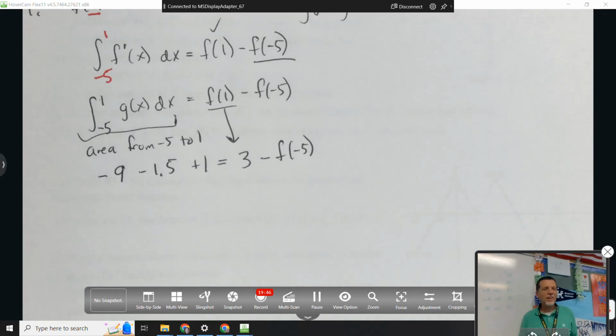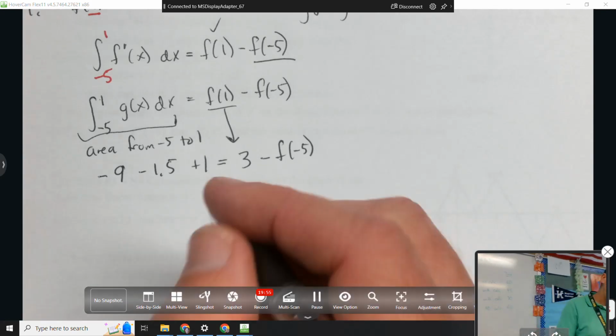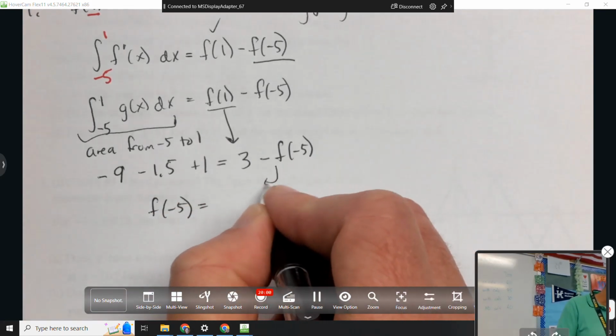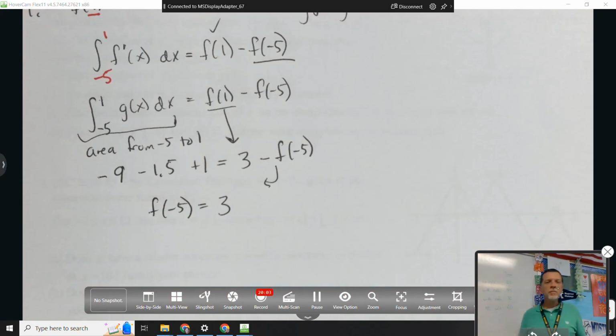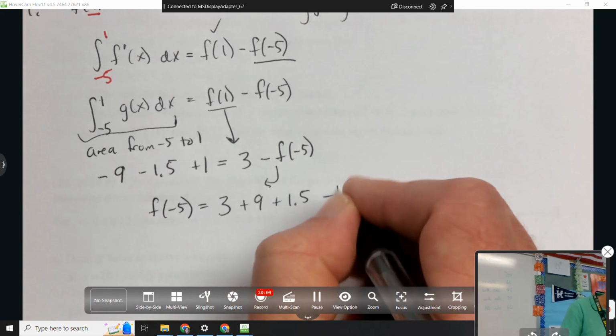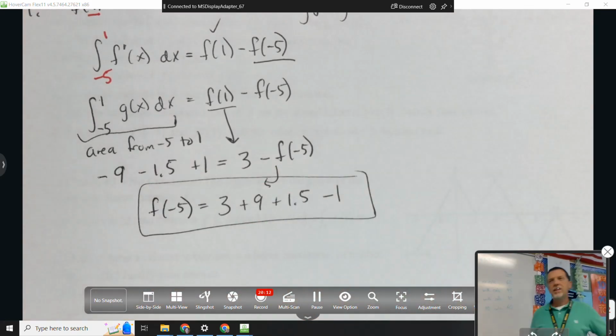Somewhere in here you have to decide how much of this you want to safe stop versus actually do the math. I'll leave that up to you. If you really want to be careful, I'm going to move f of negative 5 to this side, and then move all the other pieces to the other side. So plus 9, plus 1.5, minus 1. I'm done. That's a safe stop. You don't want to lose that point by adding or subtracting wrong. So I would safe stop that.